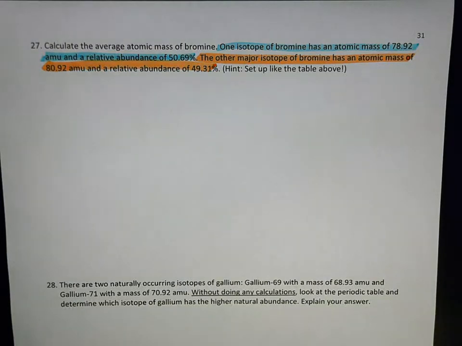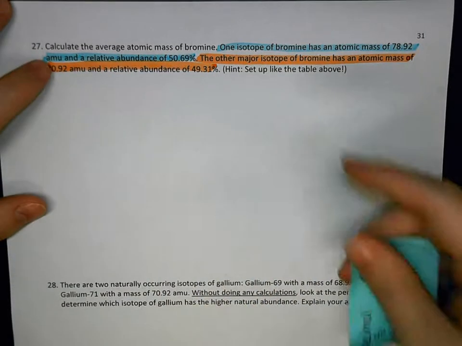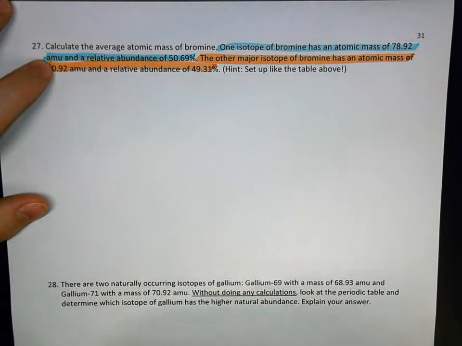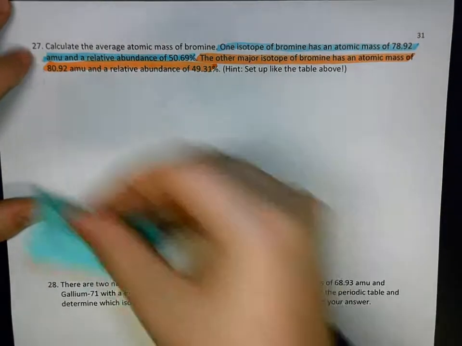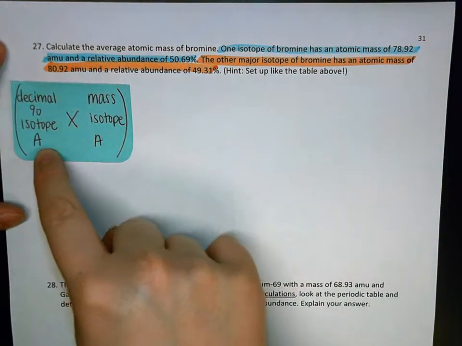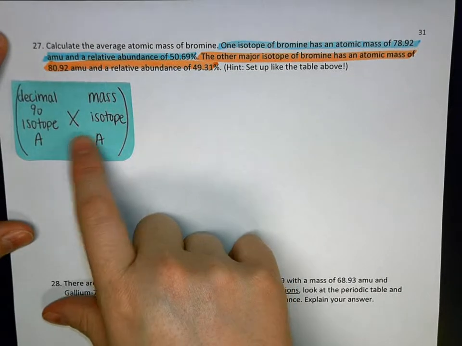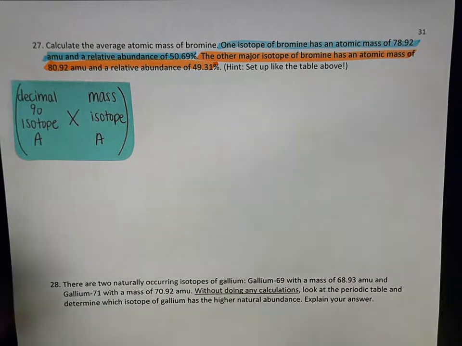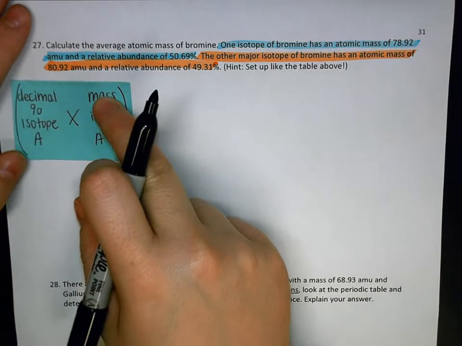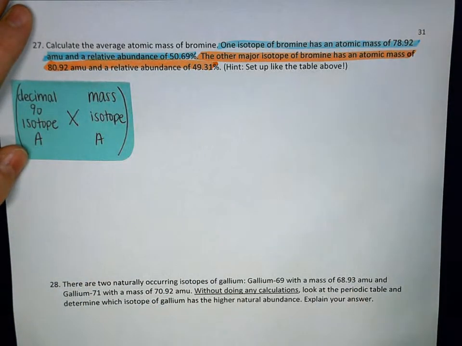49.31%. So to solve this using the equation, first thing I did, I highlighted my isotopes in different colors. This is just to prevent us from mixing up our numbers, so we don't want to put the wrong mass with the wrong percent. So basically what you need to remember is that you have to take the decimal percent of isotope A and multiply it by the mass of isotope A. So this calculation here, you're going to repeat for however many isotopes there are.